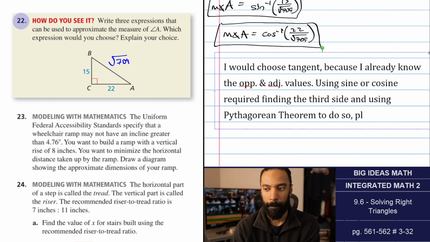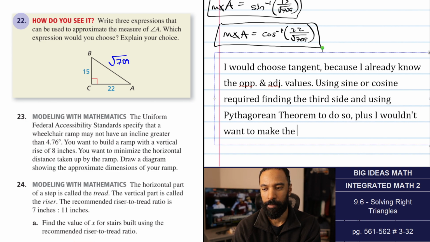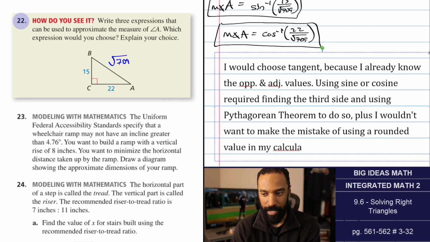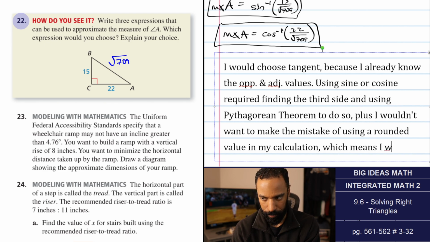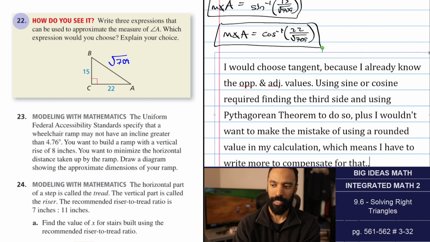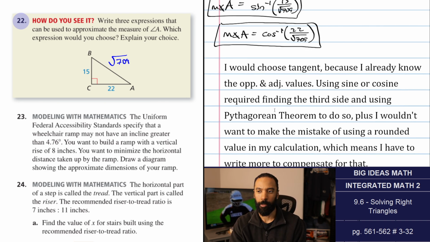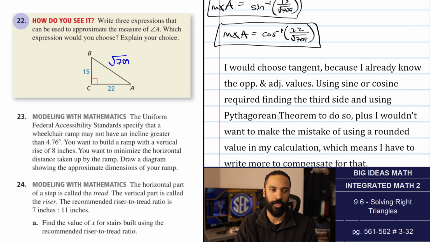Plus, and here's the big thing, I wouldn't want to make the mistake of using a rounded value in my calculation, which I did not, which means I have to write more to compensate for that. So it's kind of three things there. Using tangent requires less calculation. Using sine and cosine either requires using the exact value, which in some cases can be a big root, and root 709 isn't huge, or using a rounded value, which means there's imprecision. So those are kind of the three culprits there. Using tangent for this particular problem was best to find the measure of angle A.